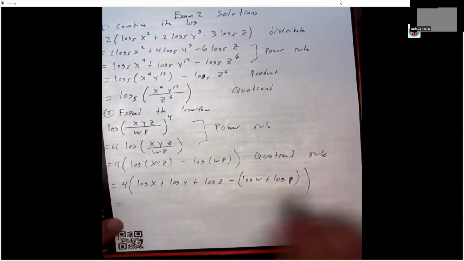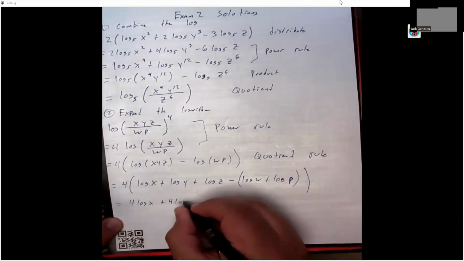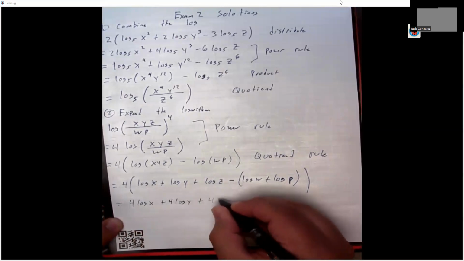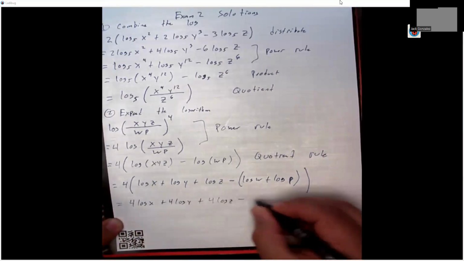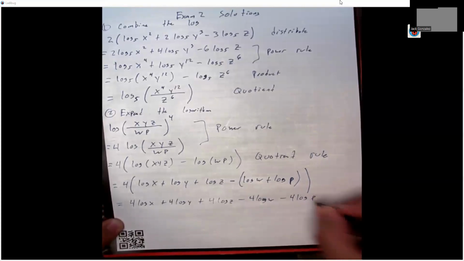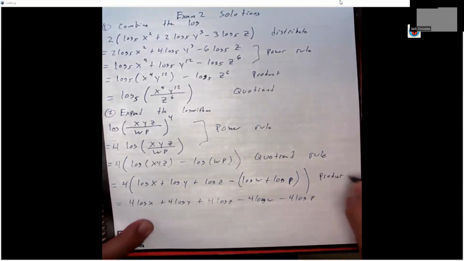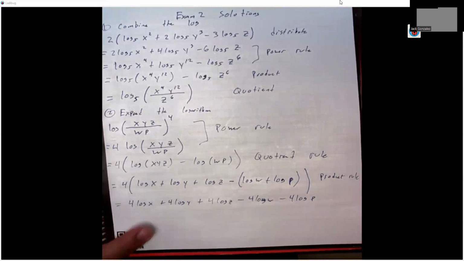Just multiply the 4 and distribute that negative. That'll give us 4 log X plus 4 log Y plus 4 log Z minus 4 log W minus 4 log P. Any questions on that? 2?